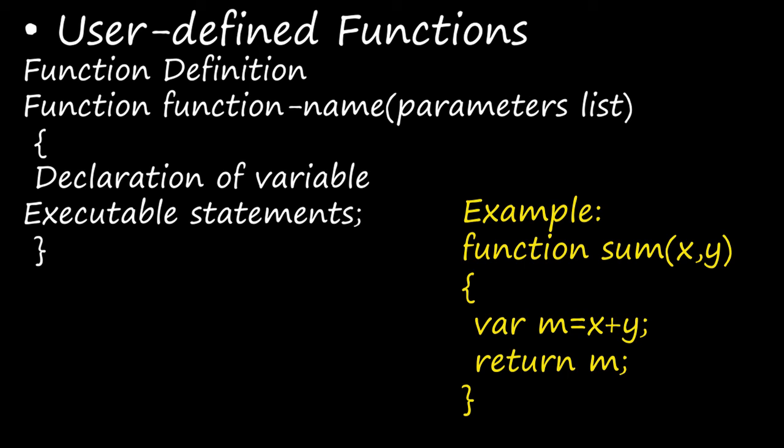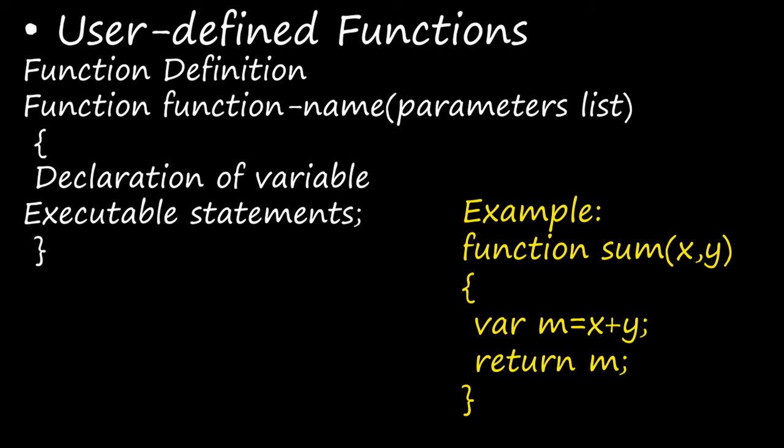Function means first the word function, and then the function name will be given, and inside the brackets each parameter will be separated by commas. Inside the body of the function we'll write the statements and the declaration of variables and all. Whatever is inside the body of the function will be inside the braces only. Okay, let's see an example.